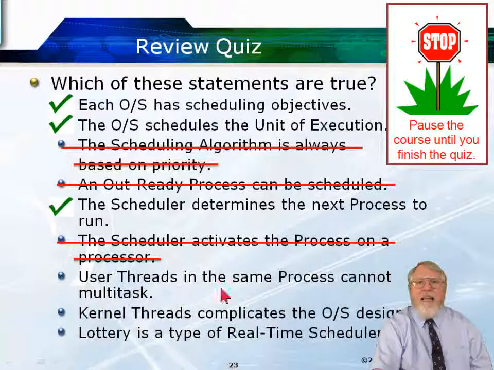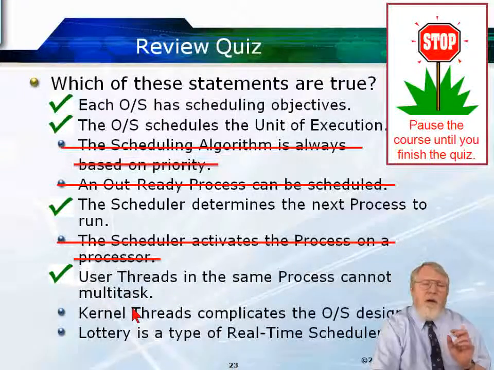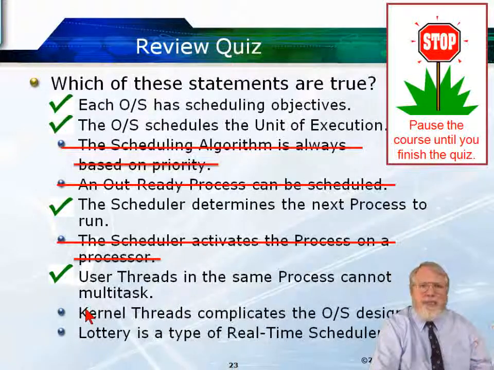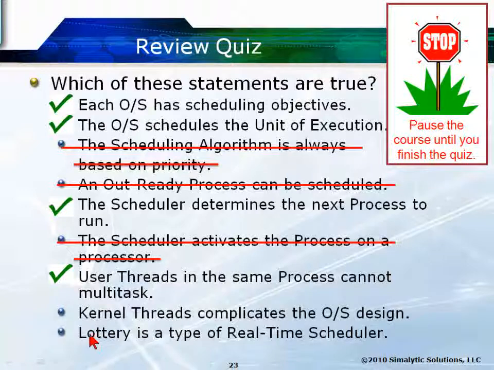User threads in the same process cannot multitask. That's generally the case. There are very few exceptions to that, but generally user threads within the same process are being dispatched by the process being dispatched on a processor, and they can't run together. Kernel threads complicates the OS design. This is true. And lottery is a type of real-time scheduler. No, it's not. Lottery is a different approach to scheduling than real-time scheduling.